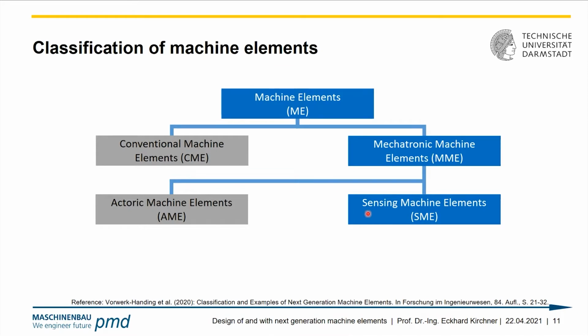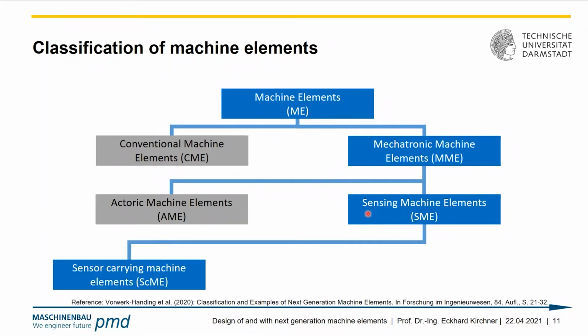And now when starting to discuss machine elements as a sensor, we will very quickly figure out that there are different ways to accomplish that. We can, as the most simple case probably, establish a sensor carrying machine element. I will get into the differentiation on the next slide. We try to find a terminology that is somehow self-explaining. Here it says sensor carrying machine element. The machine element carries a sensor.